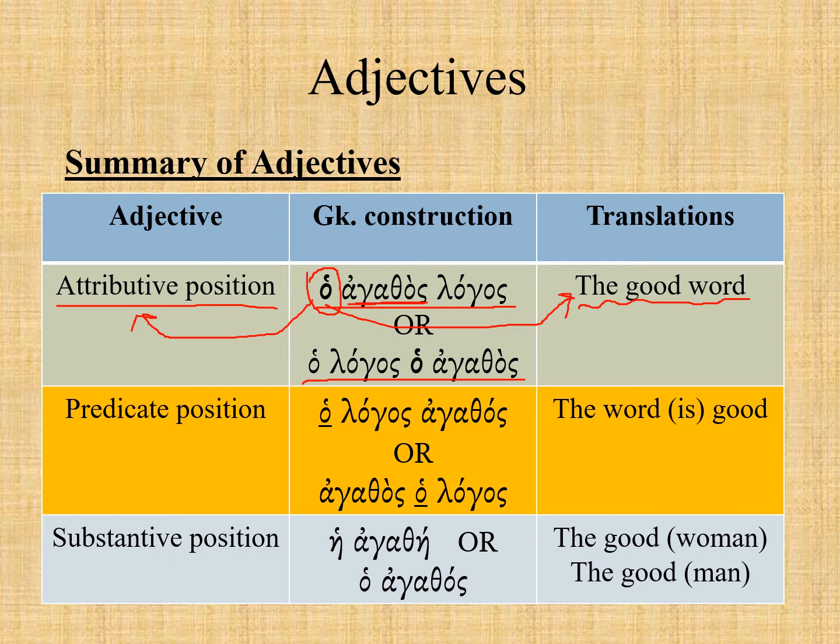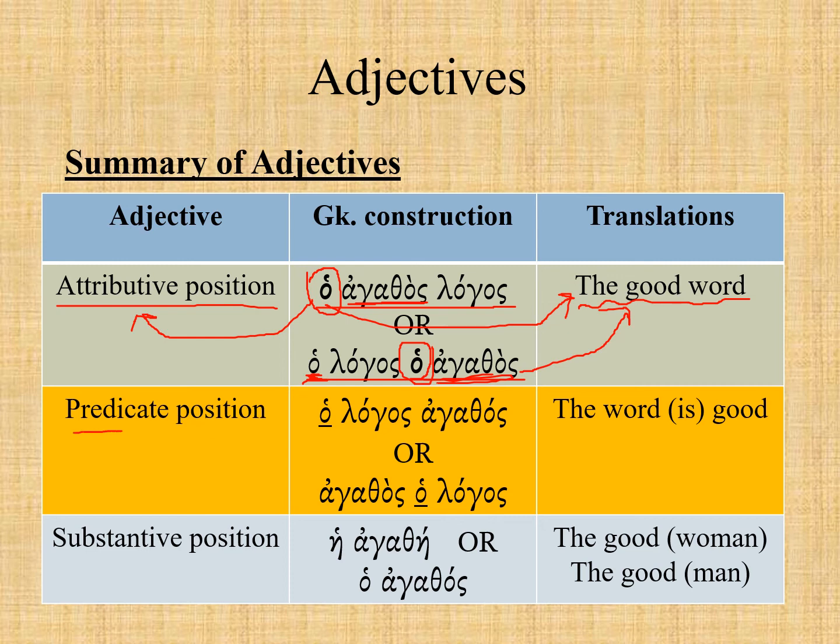Now notice in the second example, even though we have the article here as well, which we don't have to have, but that's where it is, we still have the article in front of the adjective. So we translate attributively the good word.